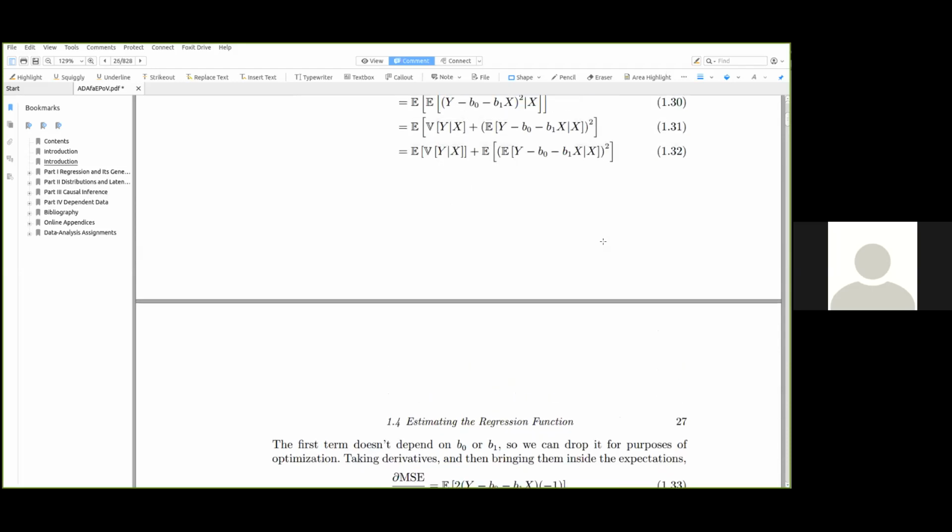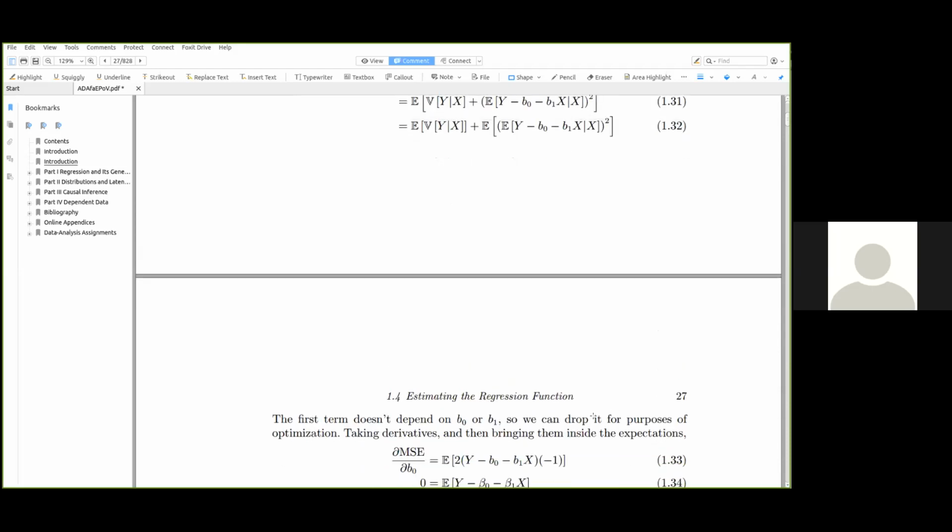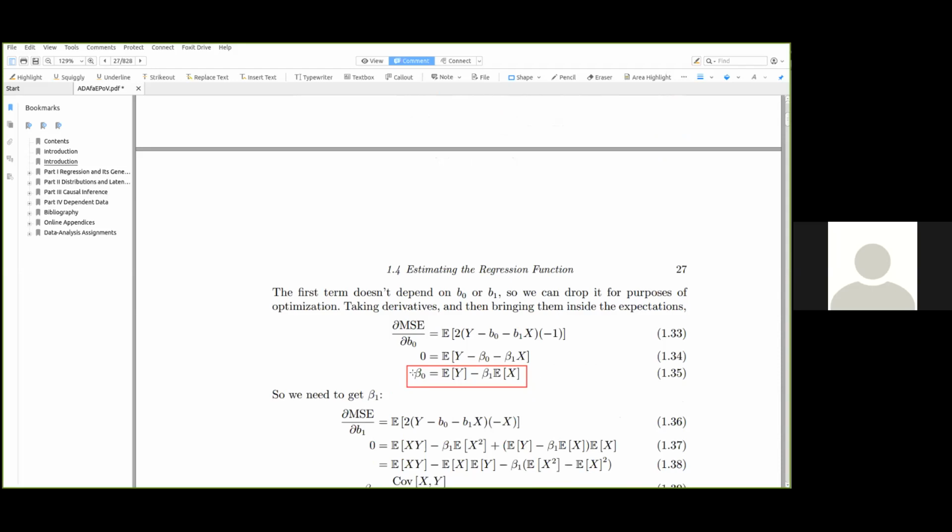So in the second term, you calculate the derivative with respect to b0, and you end up with this equation: beta 0 is equal to the expected value of y minus beta 1 times the expected value of x.